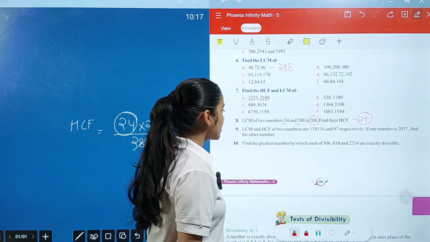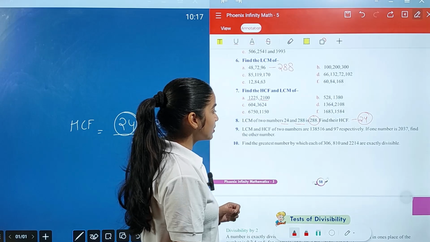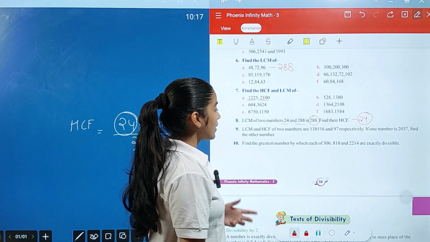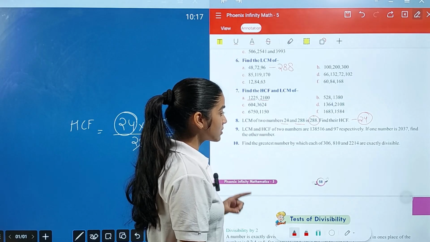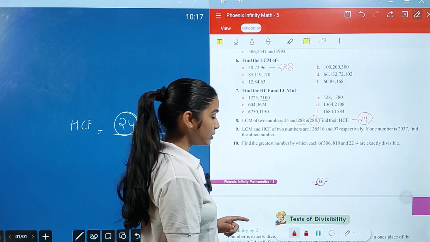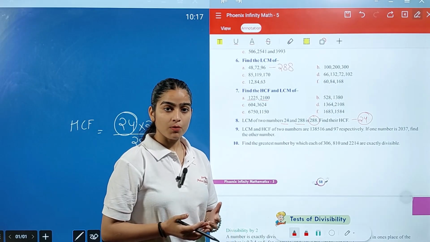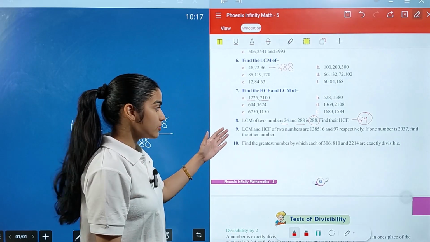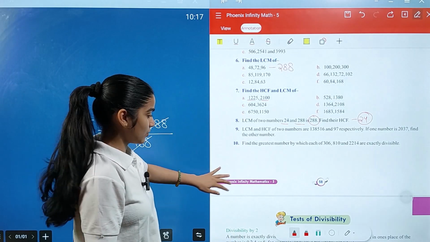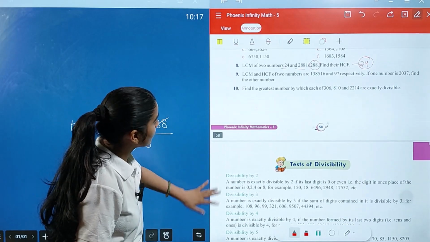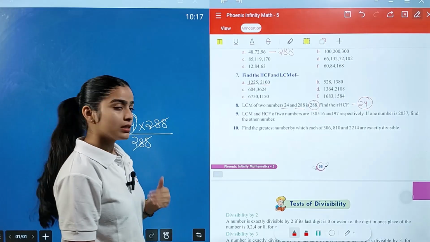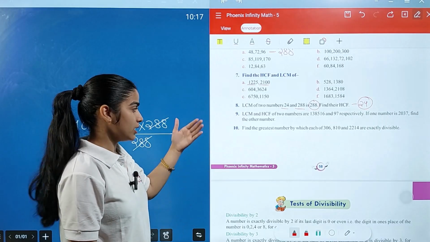Now the LCM and HCF of two numbers are 13,8516 and 97 respectively. If one number is 22,037, find the other number. So we already know about the formula we have. You just have to put the values into that formula and you will get your answer. So in question number 10, the same process you have to repeat here, so you can do it yourself.